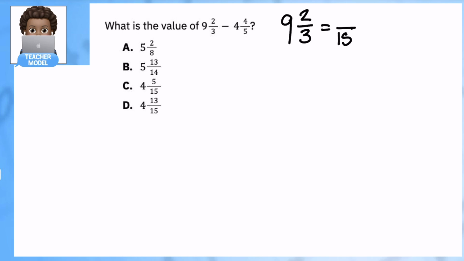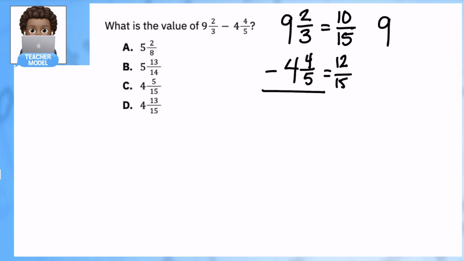I want this to be 15ths. And 4 and 4/5. Again, I want this to be 15ths. All right, 3 times 5 makes 15, so 2 times 5 is 10. And 5 times 3 is 15, and 4 times 3 is 12. Okay, so now we can rewrite this as 9 and 10 over 15 minus 4 and 12 over 15.